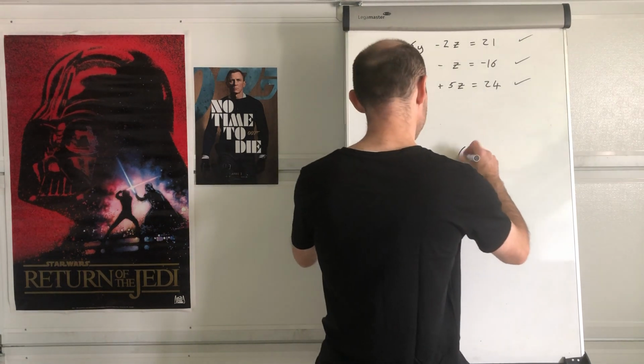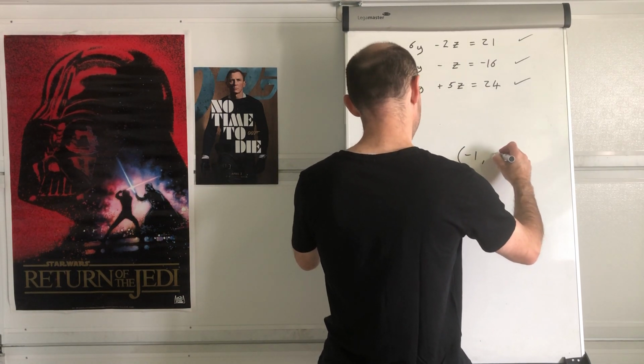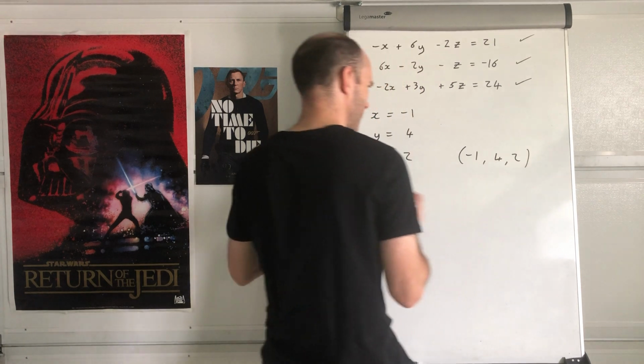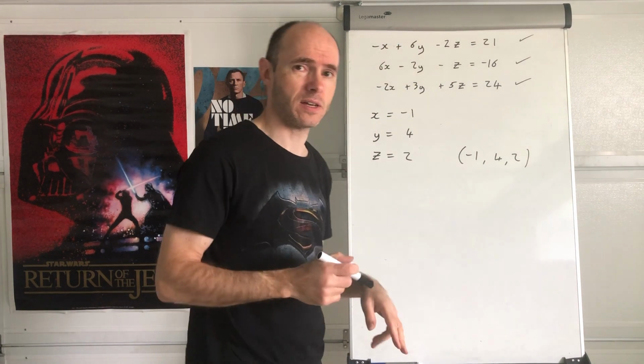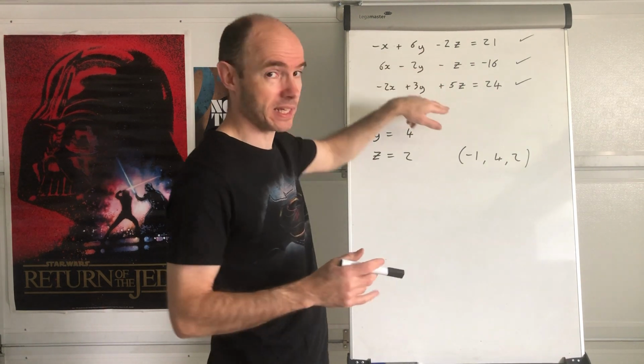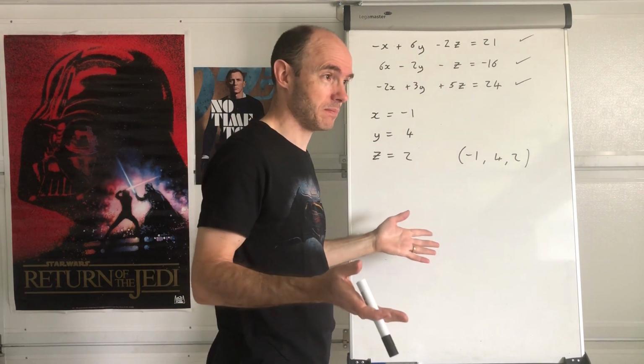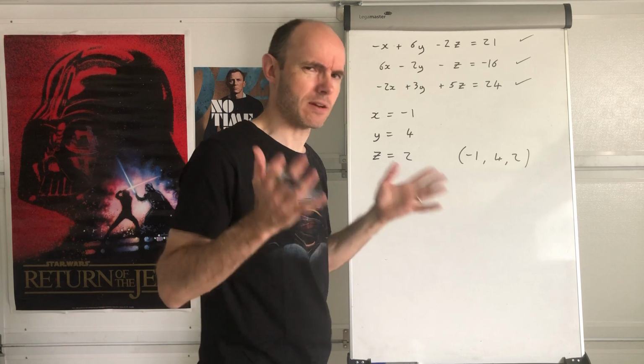Okay, so this represents a coordinate point, isn't it? Negative 1, 4, 2, and it's a coordinate point of where these 3 intersect. Now each one of these represents a plane. Again, if you've done the vectors chapter, that really helps.